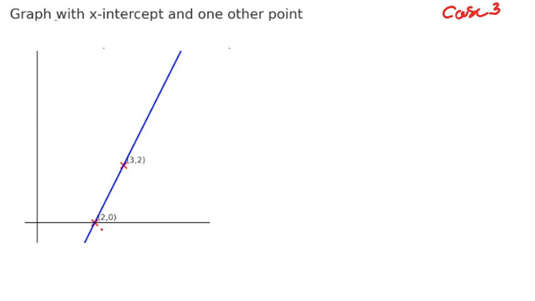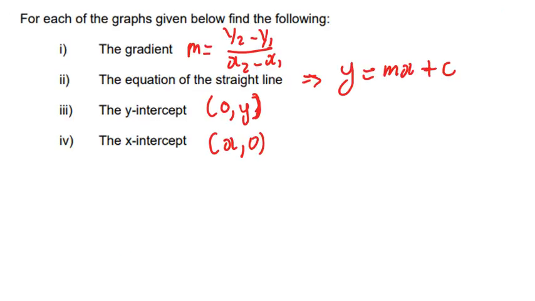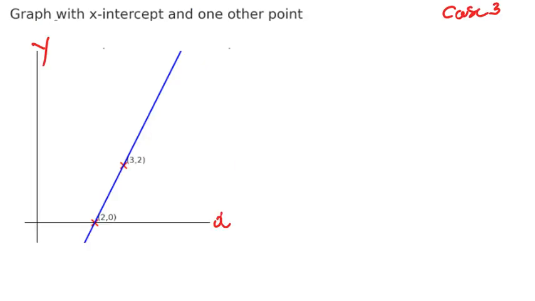You are given an x-intercept. These are x-axis, these are y-axis, and another point that is also lying on the graph. So the first question was saying to us, find the gradient, right? And the question is, can you find the gradient here? Yes, you can. You have 2 points. You can find the gradient. What can stop you? Nothing can stop you.